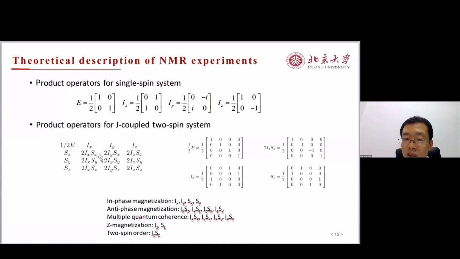So these 16 components can usually be divided into several groups. For example, the in-phase magnetization is usually IX, IY, SX, and SY. The Z magnetization is IZ, SZ, and so on.